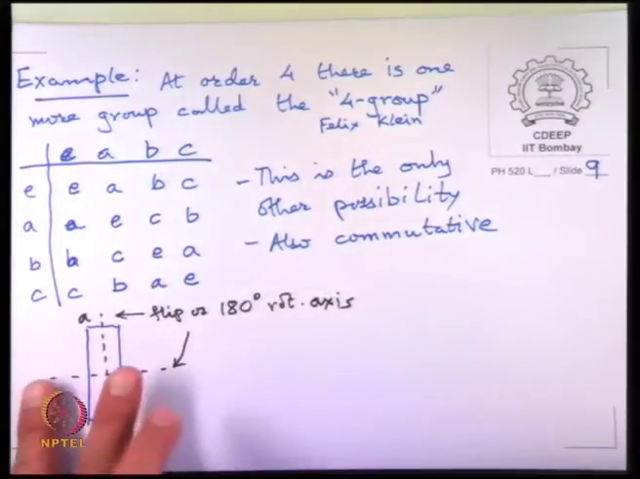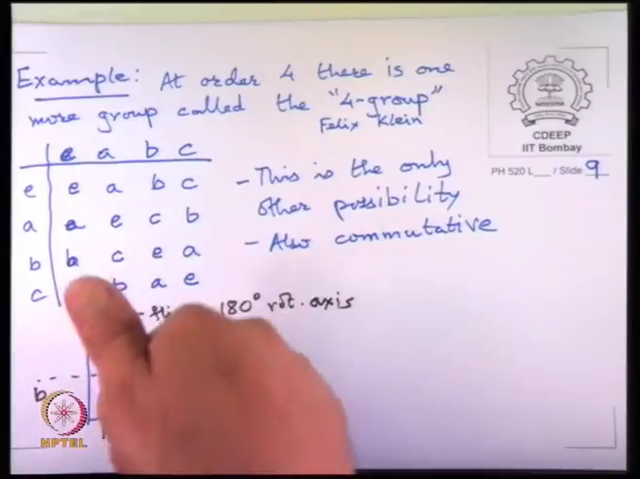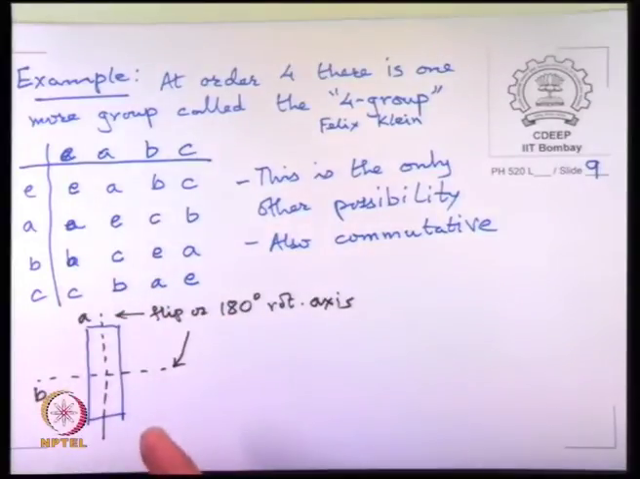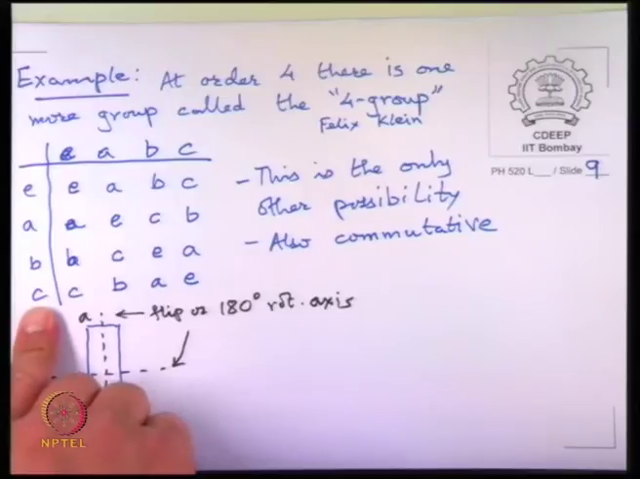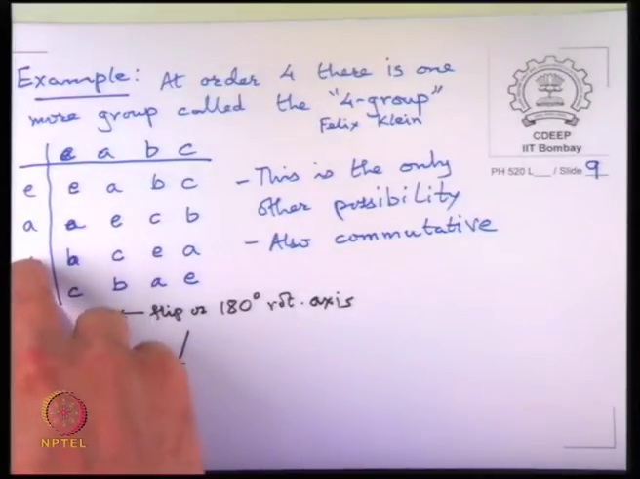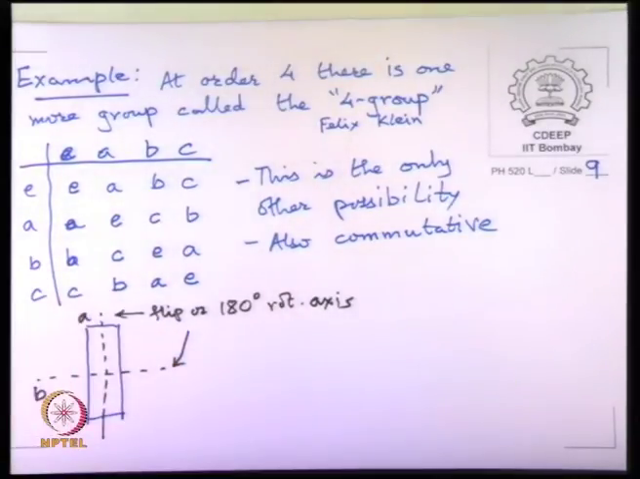If I flip both A and B, then also if I do it twice, I get identity. So the element C is basically a combination of A and B. Okay. So this basically is one realization of the Klein 4 group.